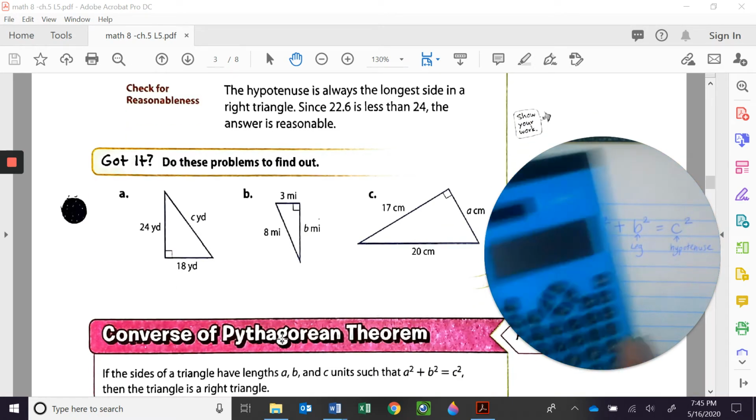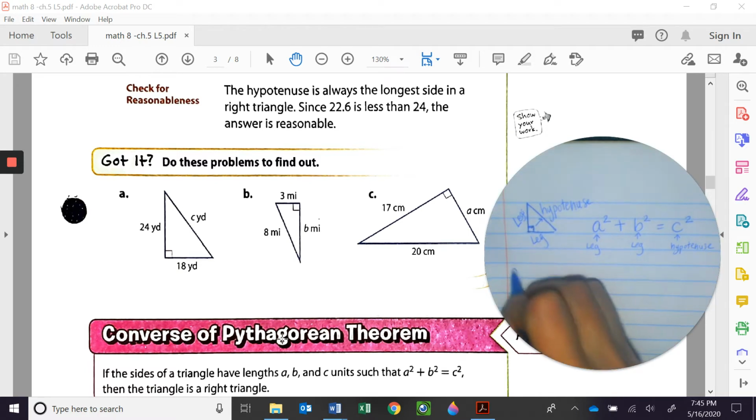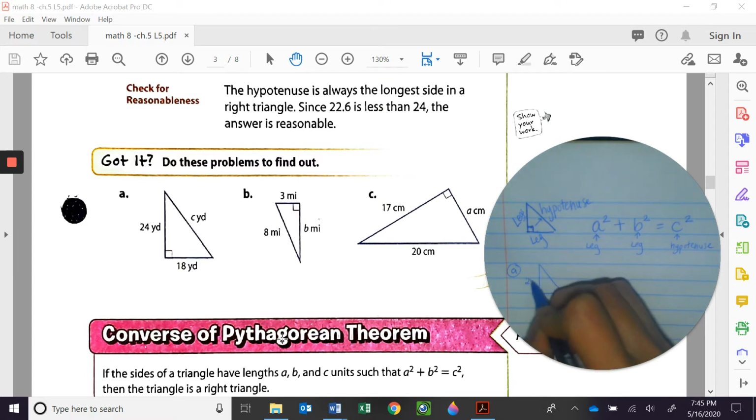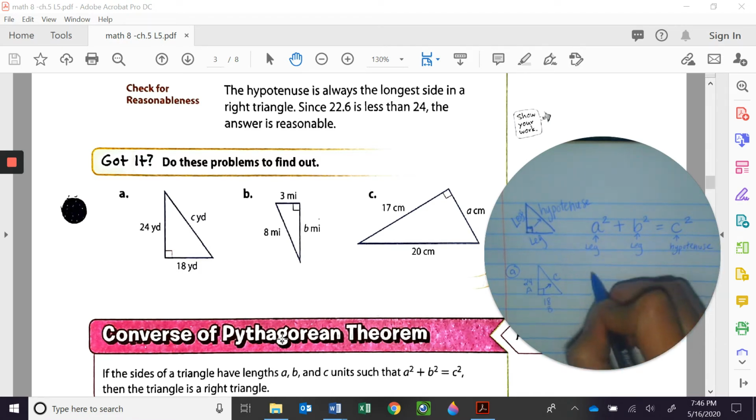So let's look at some examples for ourselves. Here's your triangle. We have 24, we have 18, and we have C. They already labeled that it was C, but we can definitely see that it is the letter C because it's across from the 90-degree angle. So we use our formula, a squared plus b squared equals c squared. It doesn't matter. Name whichever side you want A. This could be A, this could be B, it could be flip-flopped. So we have 24 squared plus 18 squared equals c squared.